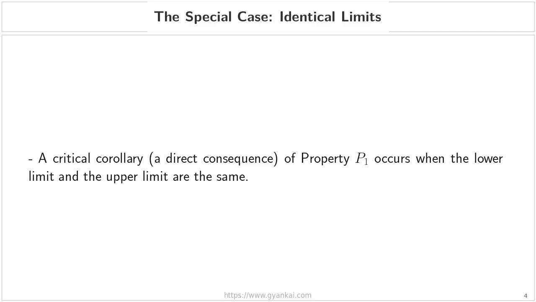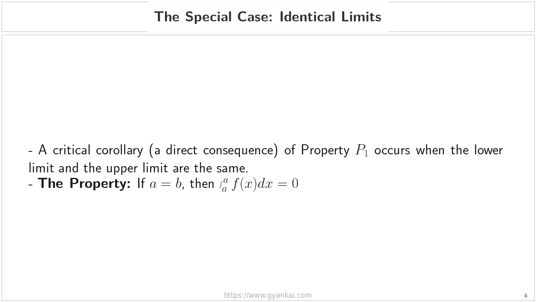Okay, let's move on to a special case related to reversing the limits of integration. As we've just seen, swapping the limits changes the sign of the integral. Now, what happens if the lower and upper limits are identical? This slide explores that. It states a critical corollary, which just means a direct consequence of property P1, which we discussed earlier, that occurs when the lower limit and the upper limit are the same. Here's the property itself. If A is equal to B, then the definite integral of f of x dx with limits from A to A is equal to 0.